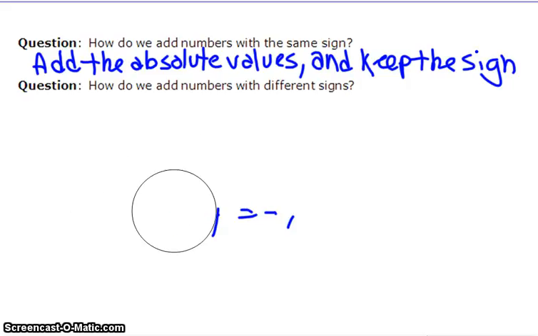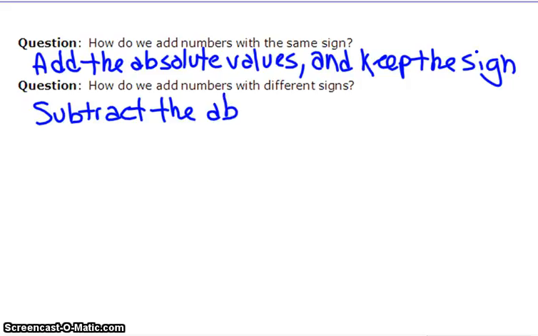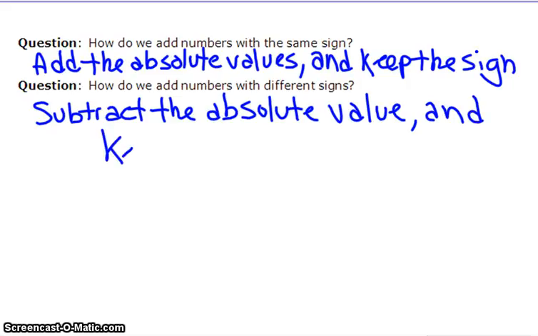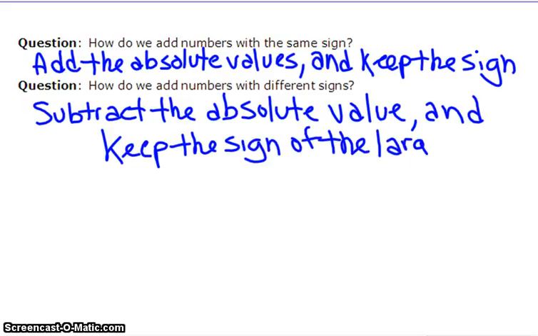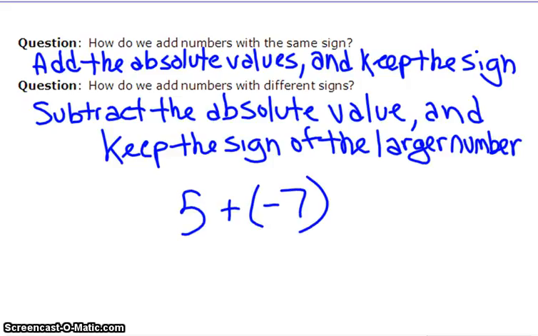Now, how do we add numbers with different signs? Well, with different signs, what we're going to do is we're going to subtract their absolute values and keep the sign of the larger number. For example, if I have 5 plus -7, they have different signs. So what we're going to do is look at their absolute values. Well, the absolute value of -7 is 7. The absolute value of 5 is 5, and I subtract them. 7 minus 5 is 2. Then I look at the larger number, which is the 7, and I keep its sign. So it would be -2. So let's look at some examples.